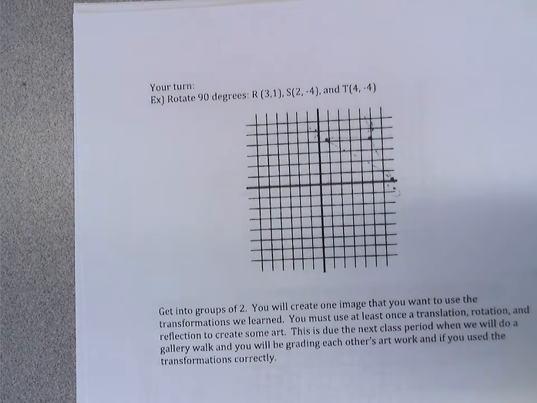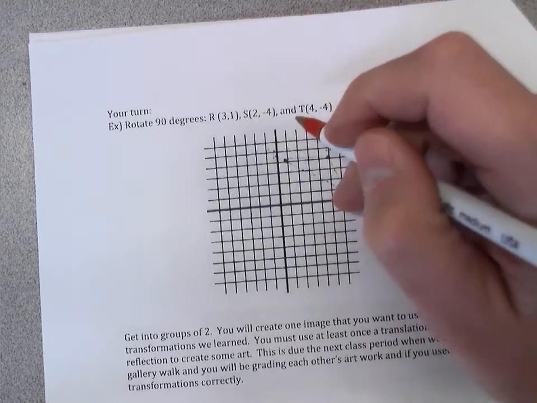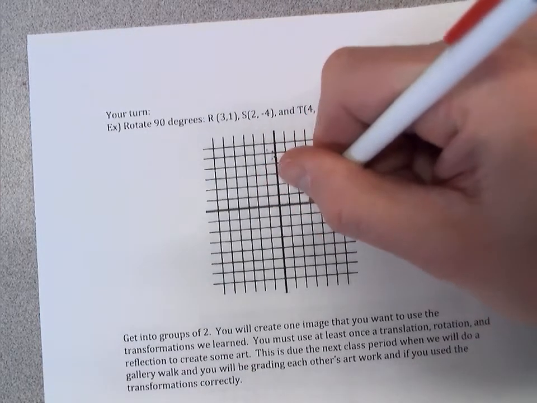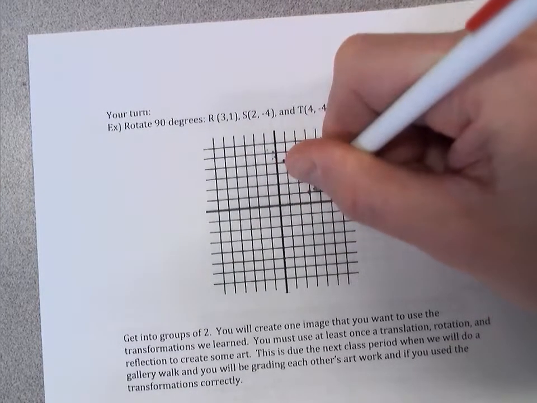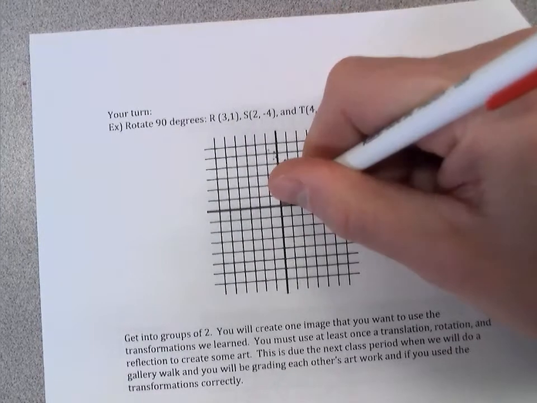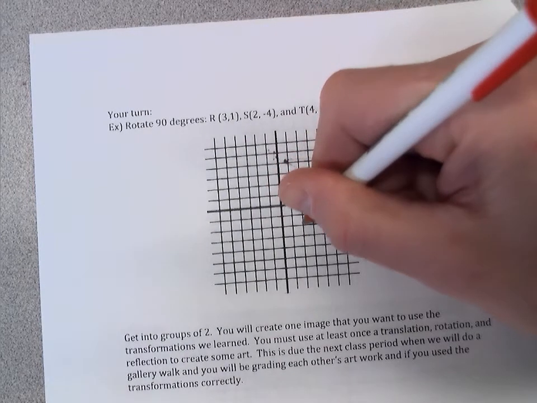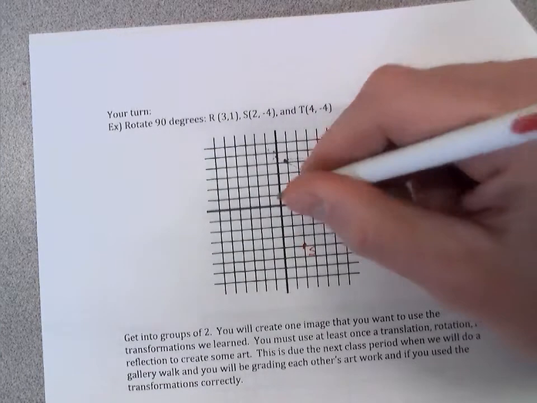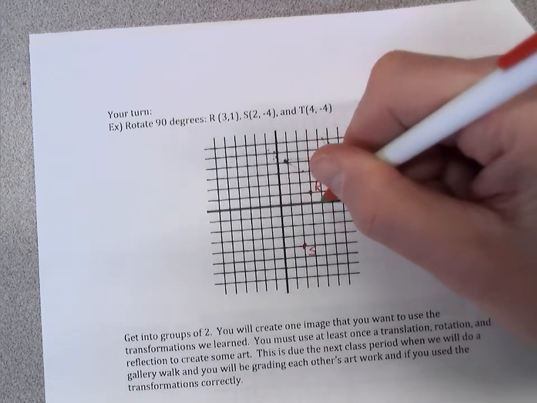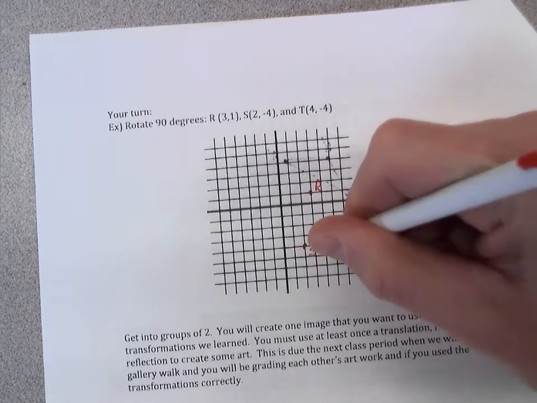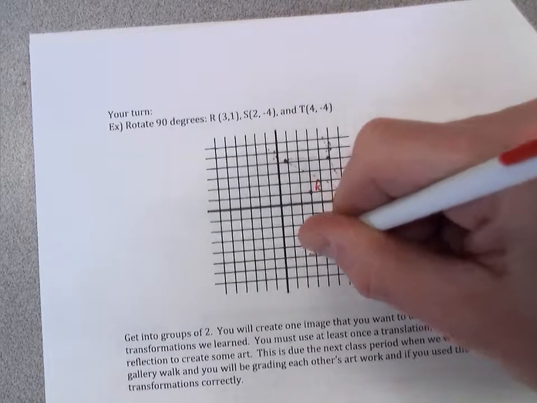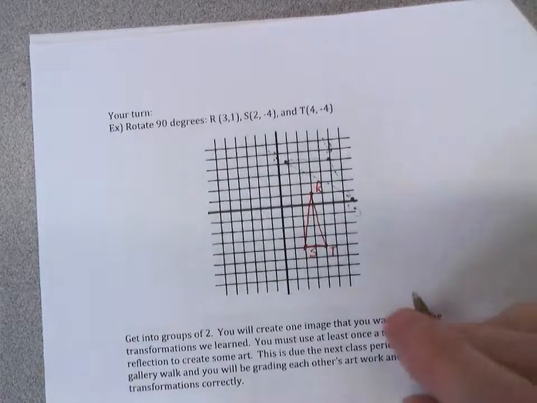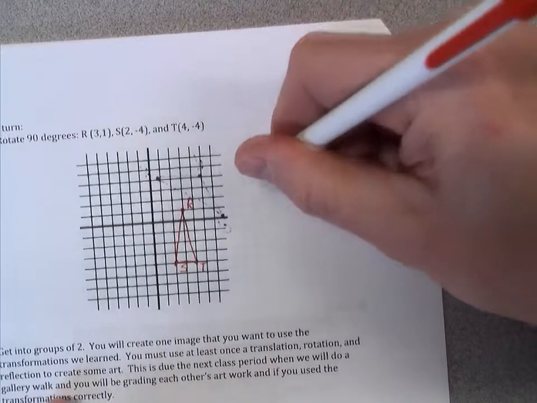All right, now that you're back, let's go over quickly how this would be done. We're going to make our original image. R is at 3, 1. 1, 2, 3. Go up 1. So that's R. And then S is at 2, -4. 1, 2, 1, 2, 3, 4. So there's S. And then T is at 4, -4. 1, 2, 3, 4. 1, 2, 3, 4. So there is T. And then again, we can connect these. All right, so there we go. There's our image. And now again, we want to know what would the new image look like? What would their coordinates be?